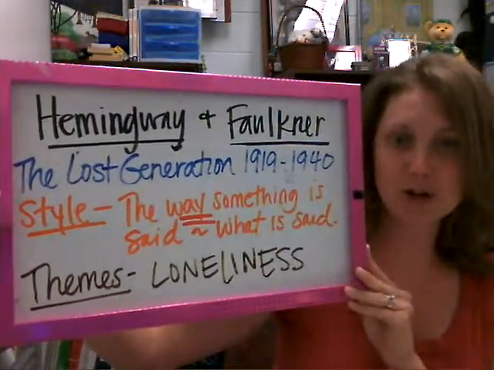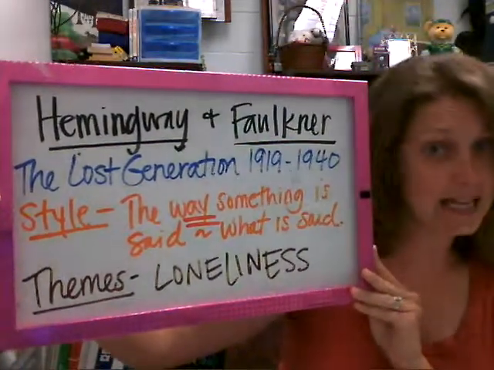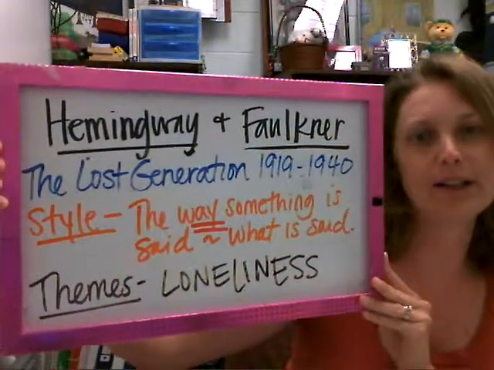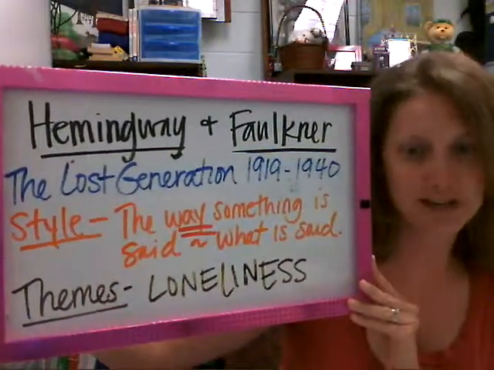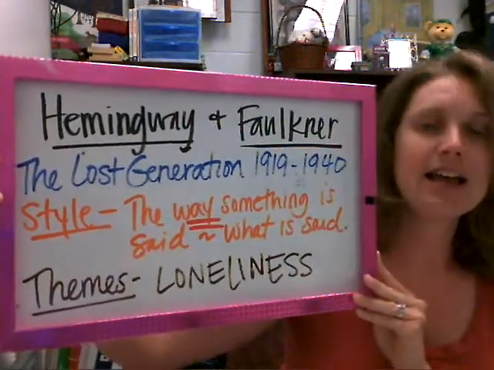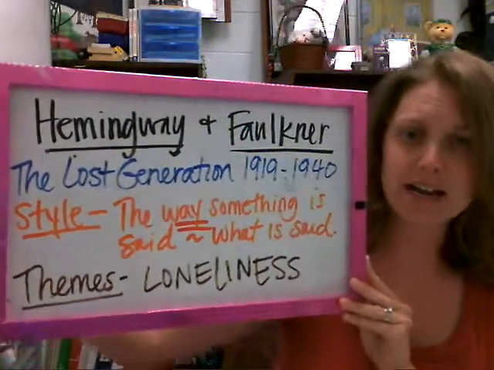So the Lost Generation, World War I, World War II, and in the 1930s, 1929, 1930, you have the Great Depression. So all of those big historical events play a role in Hemingway and Faulkner's work. So as you read, I really want you to think about the World Wars, the Great Depression, and just an overall feeling of America at that time.